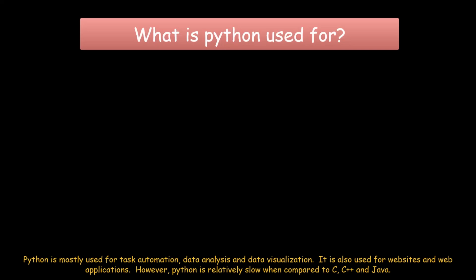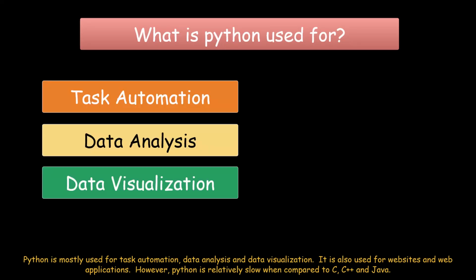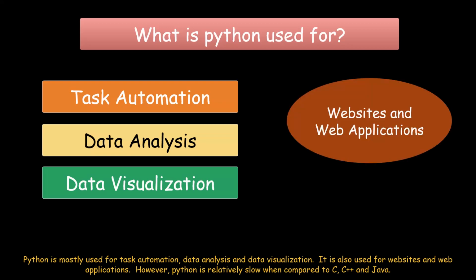Python is mostly used for task automation, data analysis, and data visualization. It is also used for websites and web applications. However, Python is relatively slow when compared to C, C++, and Java.